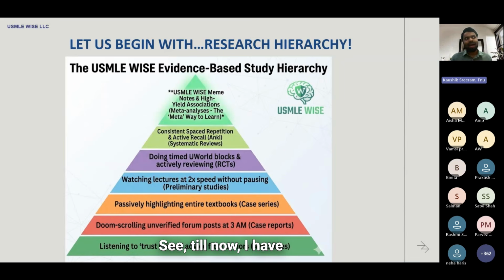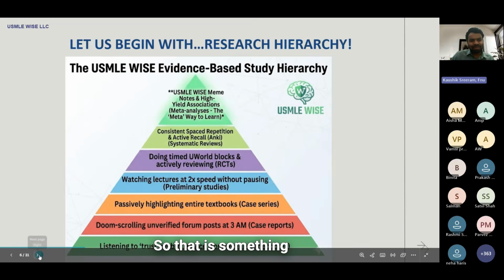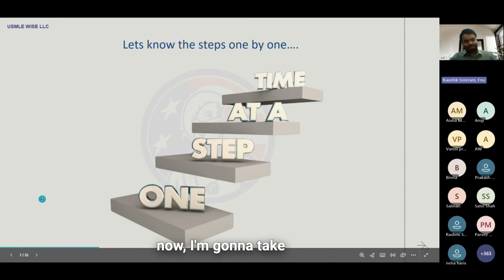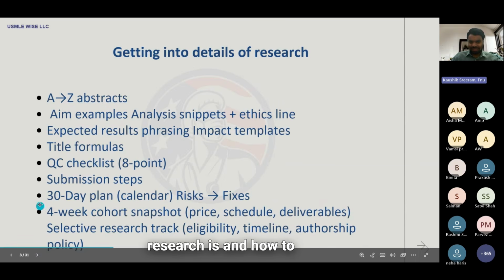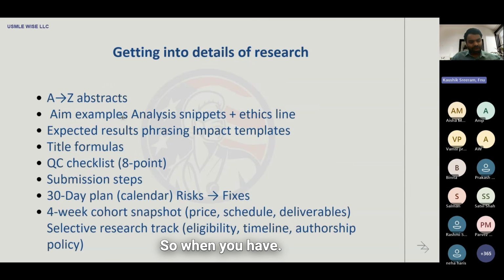See, till now, I have not really done a lot of meta-analysis because it is obviously much harder. And I've always felt that it's easier. You have only so much energy, and how you invest that energy is up to you, right? So that is something that I have learned. So what I'm going to do now, I'm going to take you one step at a time and show you how easy research is and how to get into research, right? So when you have a research idea, what does a research idea look like? It's basically a question that you came up with.